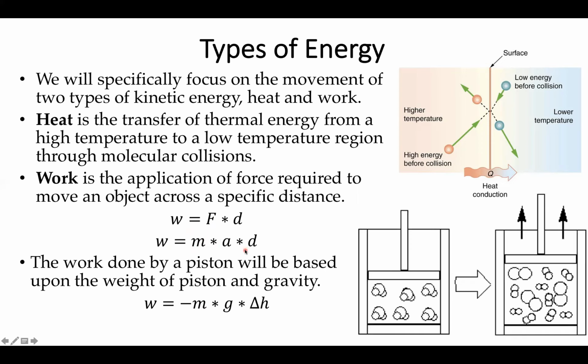However, you can apply this, as you might expect, to pistons. And in a piston, the work done by a piston can be related by the mass of the object, the acceleration provided by gravity, and the change in height of the piston, which is going to give the work done. However, there will be a sign inversion, because as I move the object up, we have a negative work.